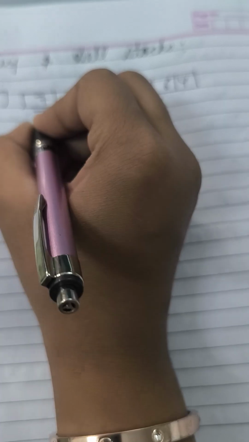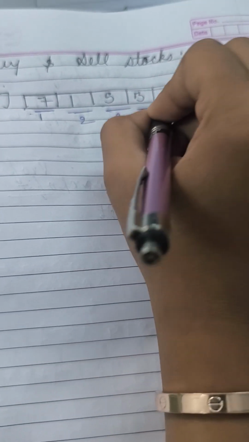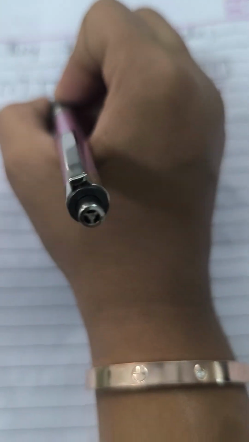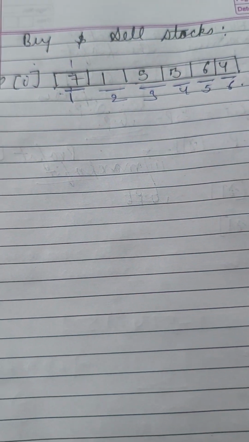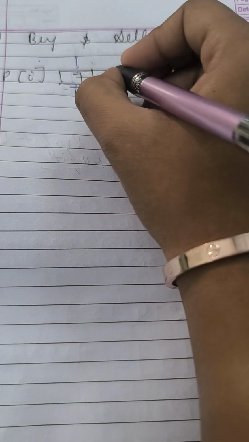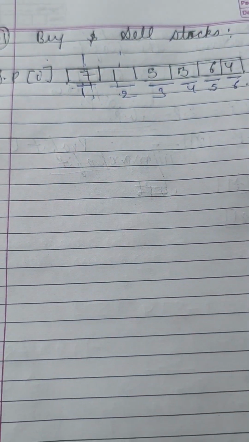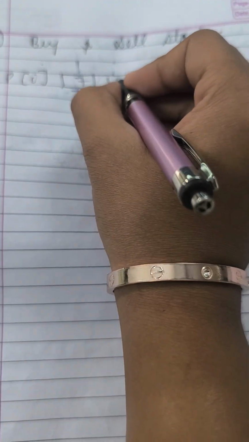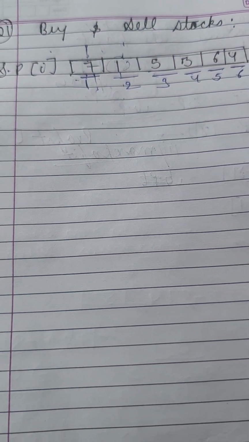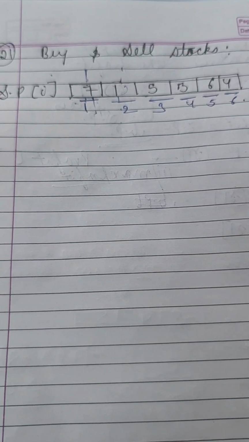So this is the first day, suppose this is the second day, third day, fourth day, fifth day and sixth day. Getting it? On the first day, the price of the stock is 7. If the investor wants, then he or she can sell the invested amount at 7 rupees. On the second day, the price has decreased to 1, and if the user wants, they can sell it at the price of 1. In a similar way, the prices are changing.